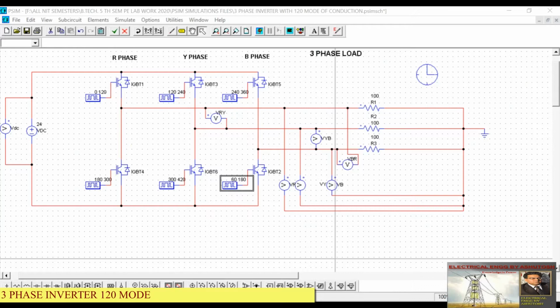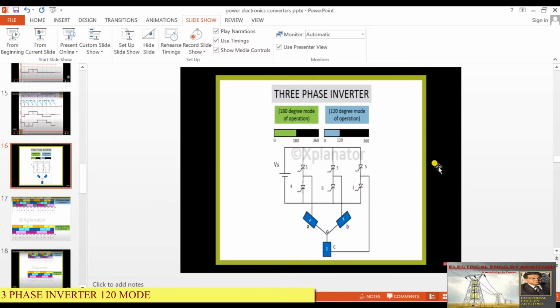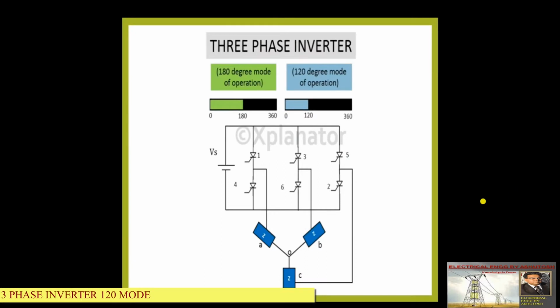You can see the switching sequences. We can directly go to the PowerPoint presentation, where you can see the three-phase inverter. This three-phase inverter operates in two modes: the first one is the 120-degree mode of operation, and the second one is the 180-degree mode of operation.